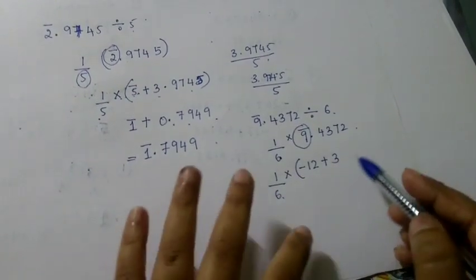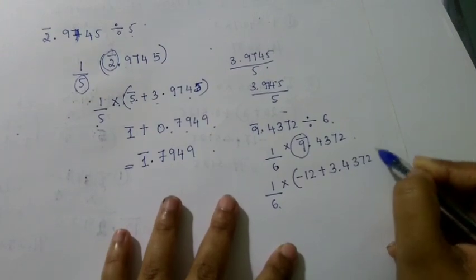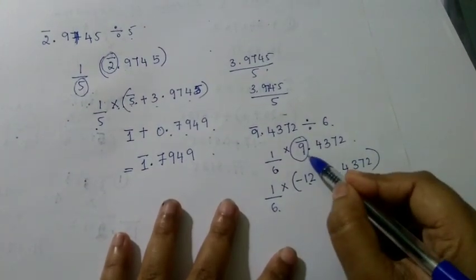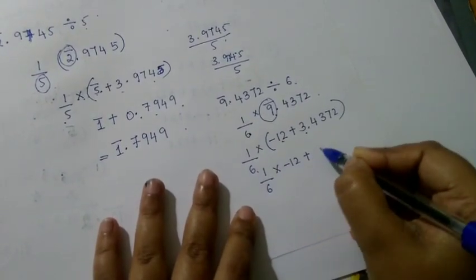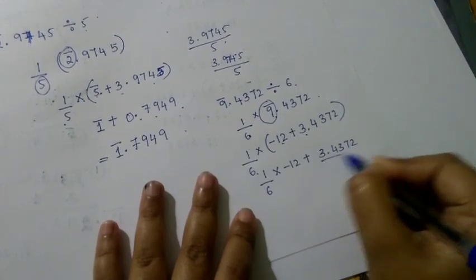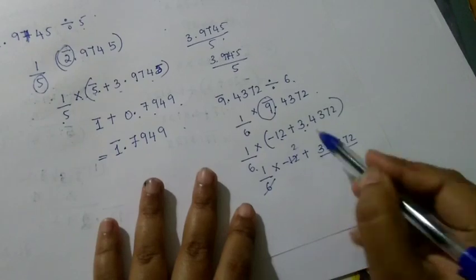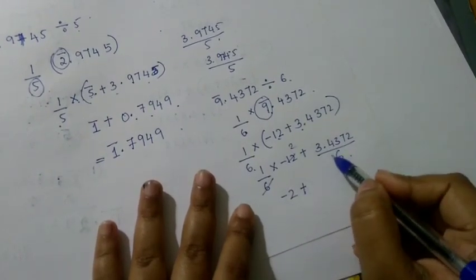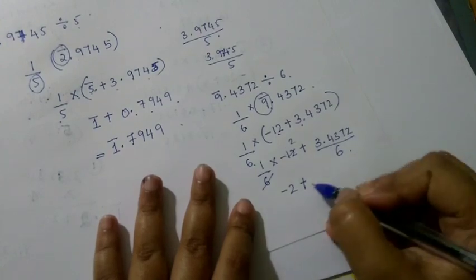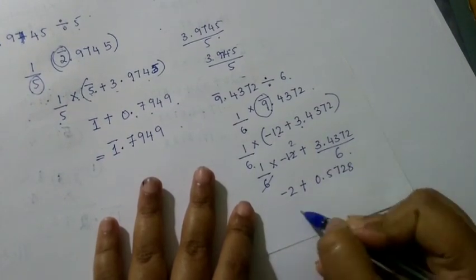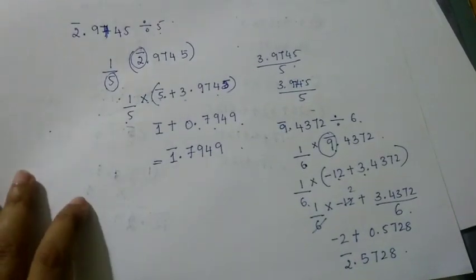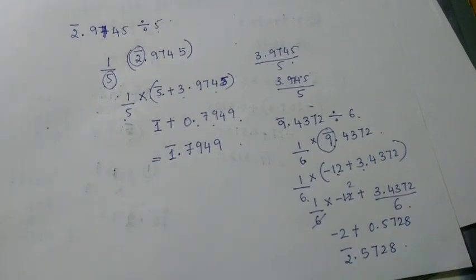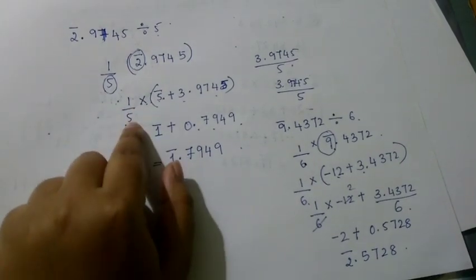So if I write like this, 0.4372 as it is. Minus 12 plus 3 is minus 9. So next it comes out to be 1 by 6 into minus 12 plus 3.4372, divided by 6. So 6 2s are 12, minus 2 plus, if you divide this number you get 0.5728. So this will be 2 bar 0.5728. Hopefully it is clear how you have to divide by making the pre-assumptions. You have to adjust these values so that it is divisible.